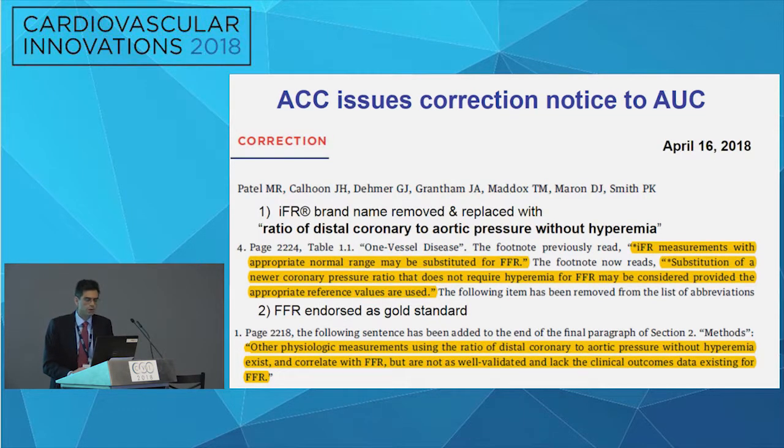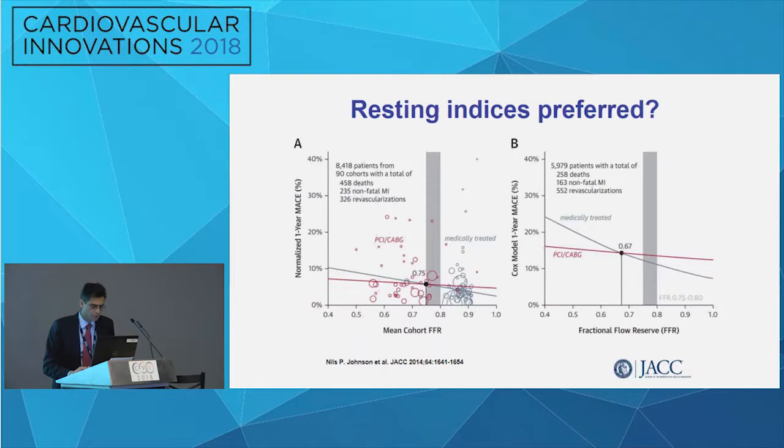You've heard about this before, that now it's not just iFR. Based on the new AUC guidelines, they do say that having the resting indices is now a group effect versus FFR only, even though, as you acknowledge, you do have the outcomes data much more with FFR.